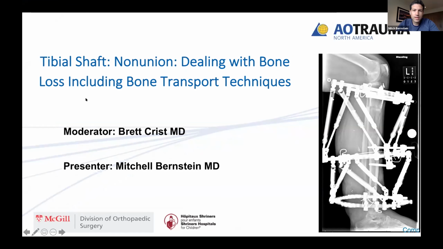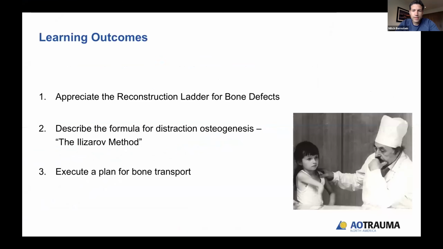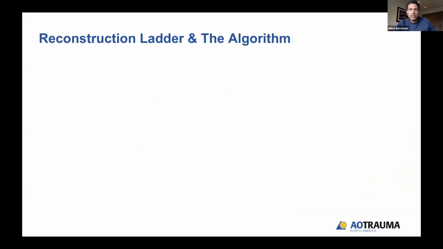We're going to talk about bone loss and bone transport in the tibia. At the end of this lecture, I hope you guys would be able to appreciate the reconstruction ladder for bone defects and a little bit about the algorithm that I use, as well as the formula for the Elizarov method or distraction osteogenesis, and execute a plan for bone transport. So reconstruction ladder and the algorithm.